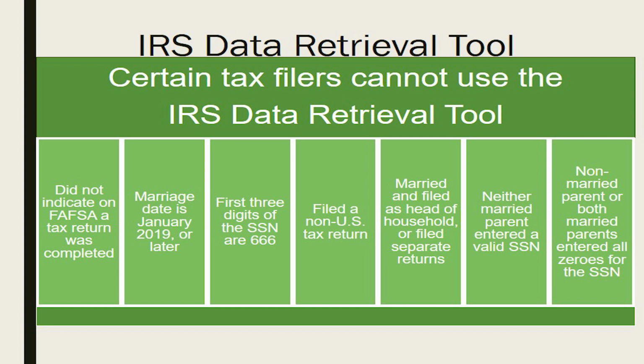The first 3 digits of the Social Security number are 666, and the reason that's important is because it's somebody who comes from, I think, like the Marshall Islands or one of those countries. They filed a non-US tax return. They married and filed as head of household or filed separate returns. Neither married parent entered a valid Social Security number, and non-married parent or both married parents entered all zeros for their Social Security number. And those parents are people who don't have a Social Security number.